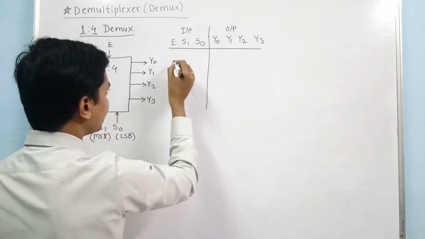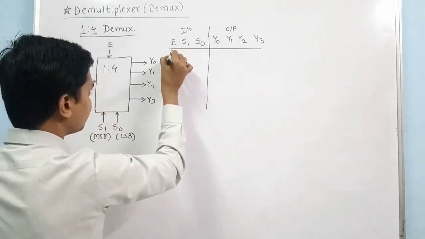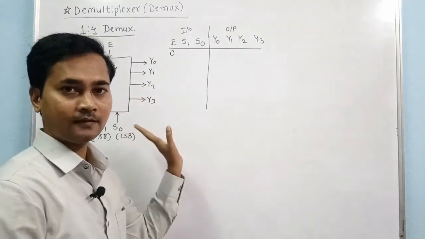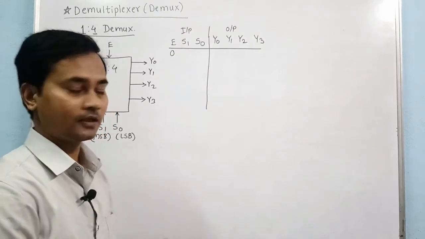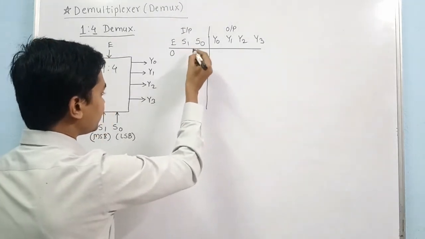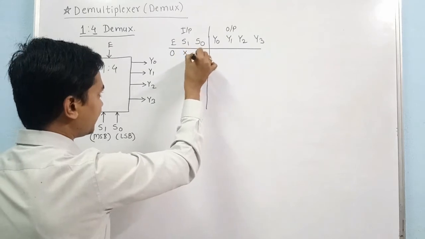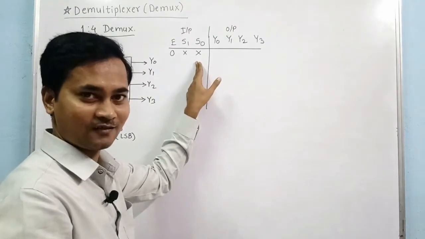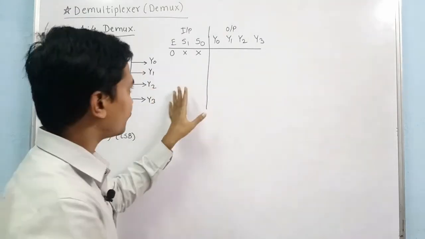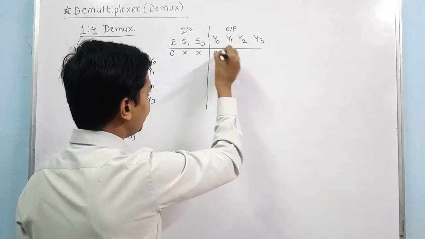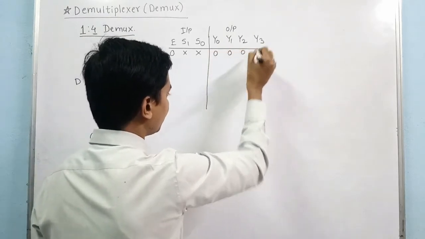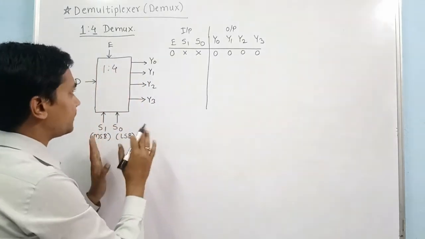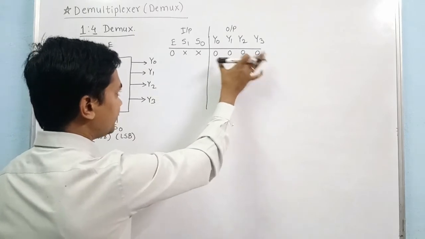Suppose E is equal to 0, then what will happen? Our demultiplexer will be disabled, it will not work. Whatever the status on the select lines, that is a don't care condition, because our demultiplexer is not working. So the output lines will be 0 0 0 0.